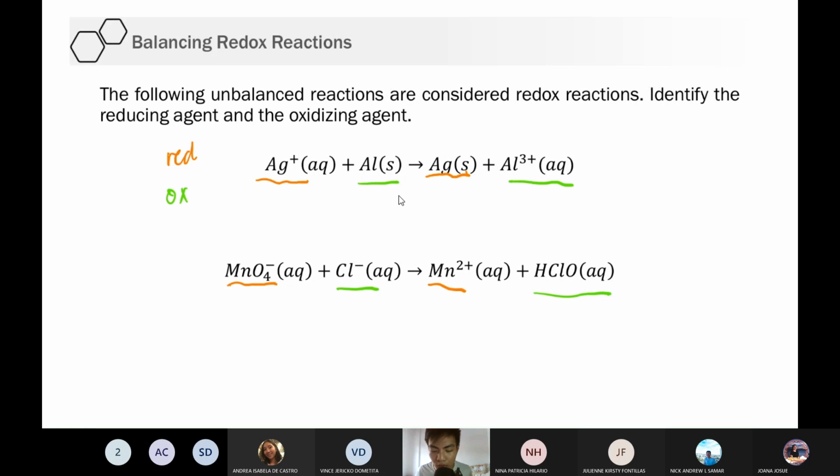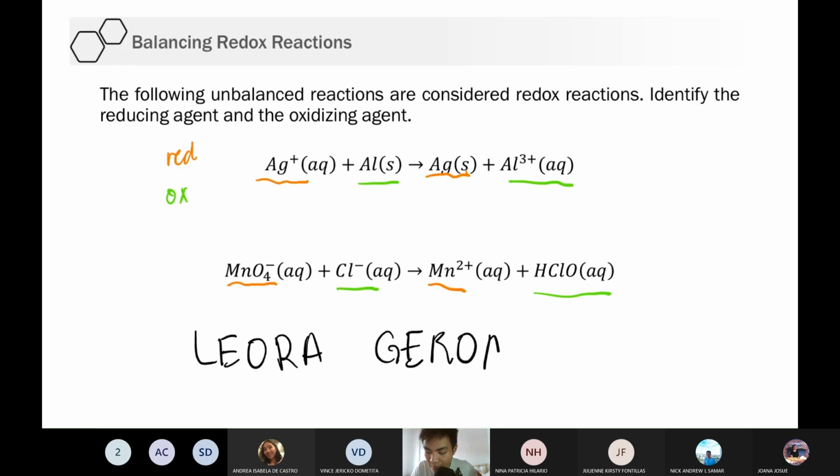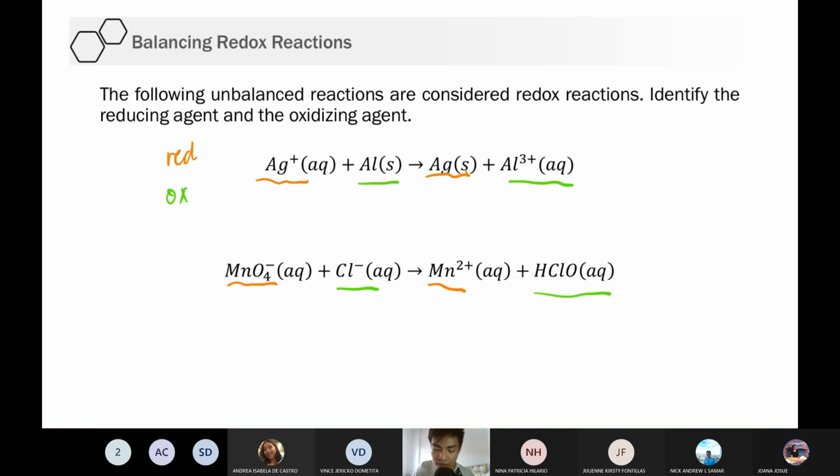So, discuss ko naman yung LEO-GER. What is LEO-GER yung in-skip ko kanina? Okay. So, LEO-GER is an extension of OIL RIG. Yung OIL RIG, diba, oxidation is losing, reduction is gaining electrons. So, LEO-GER naman, ganun pa rin naman. Losing electron, oxidation. Okay. Let me write it here. Dito na lang tayo sa baba. Mag-zoom in ako.